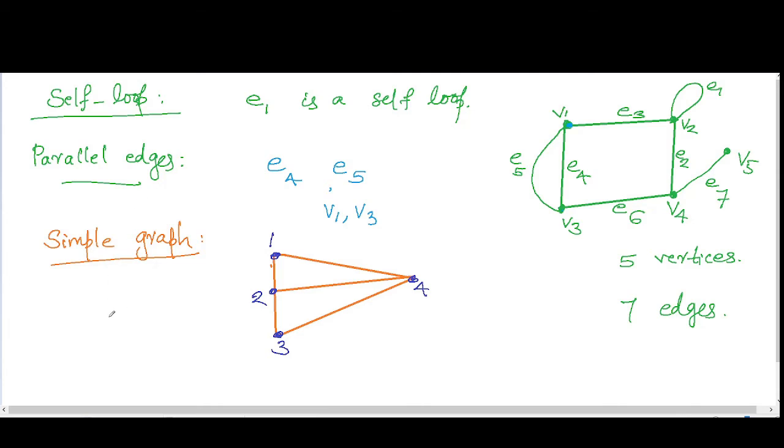Now another example. Suppose here is one vertex, name it 1, here another one 2, here another one and here 4. Now we can connect them. Here also, this is also a simple graph.